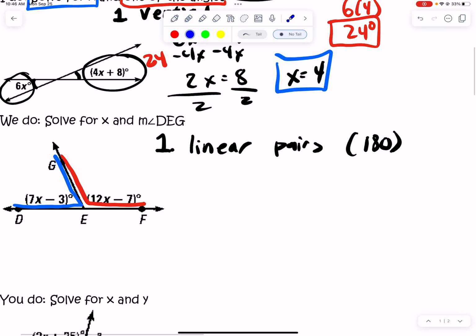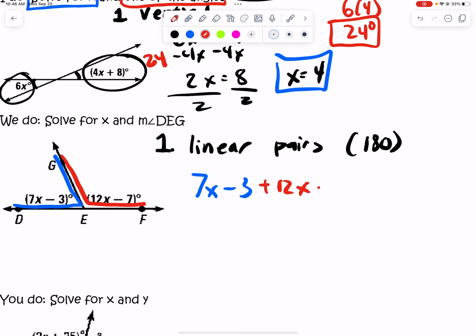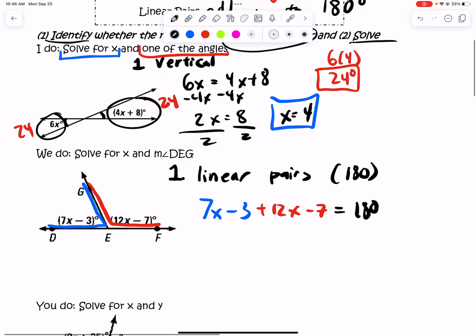Now when we set up the equation for this one, it's a little bit different because we'll set them equal to 180. So 7x minus 3 plus 12x minus 7 will be equal to 180. And again, noting the difference between these two setups: this one was adding up to 180, the other was equal to each other, and we set them up based on their relationships.